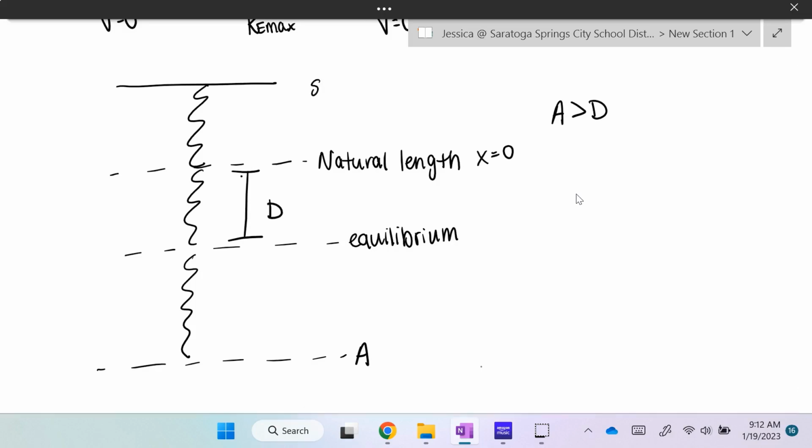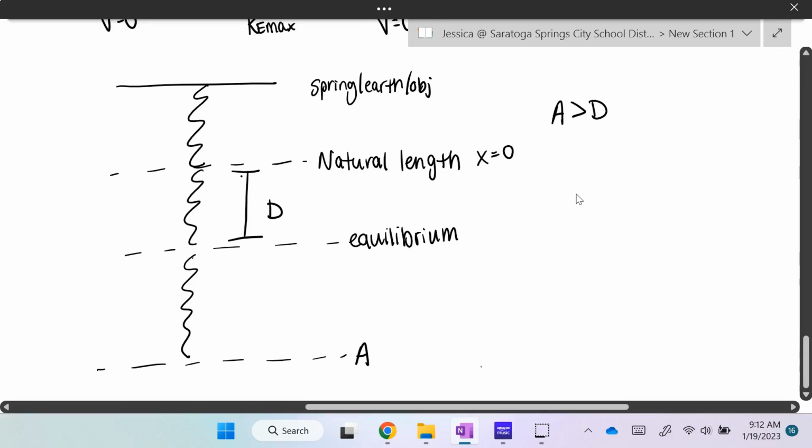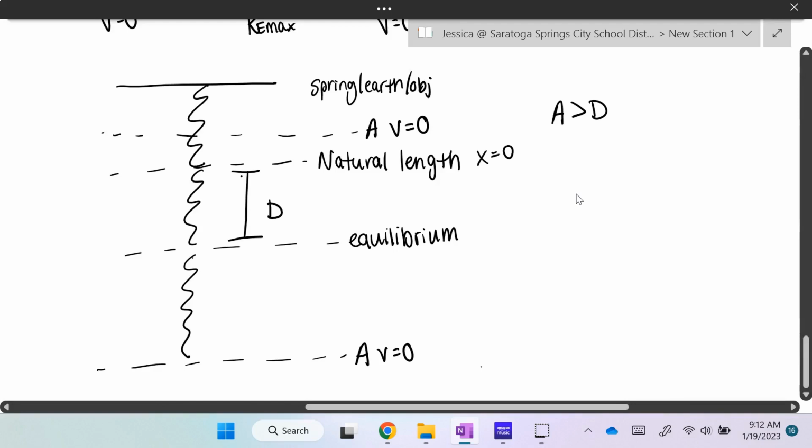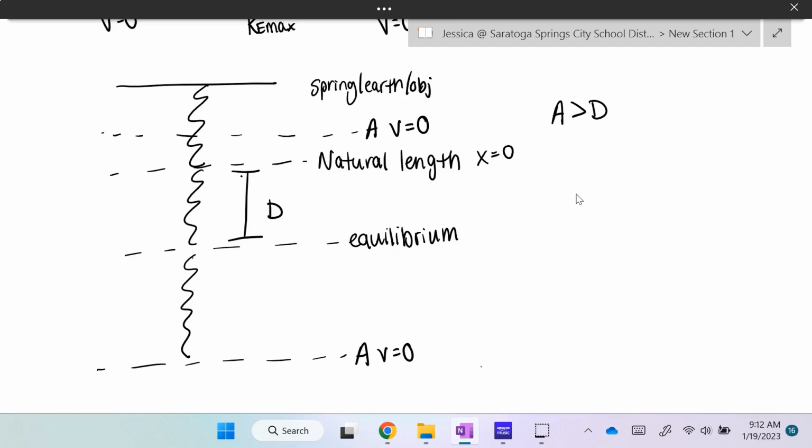So what that means is when I bob back up, I end up above my natural length. And we're going to say that this is a spring-earth-object system, so I can have spring potential and gravitational potential and kinetic. So there's the upper a and then the lower a. That's where my speeds are 0 because I'm changing direction. So those are where my kinetic energies are 0.